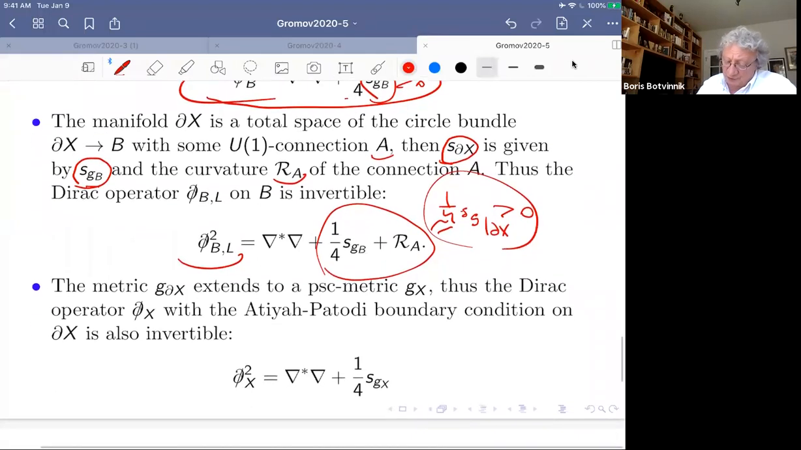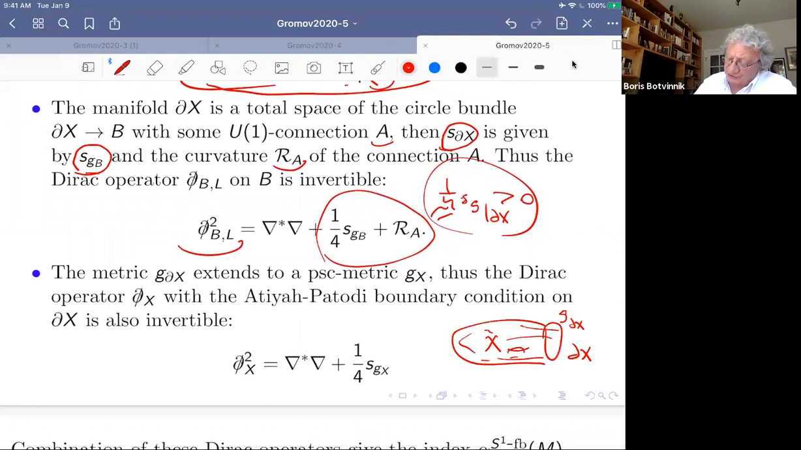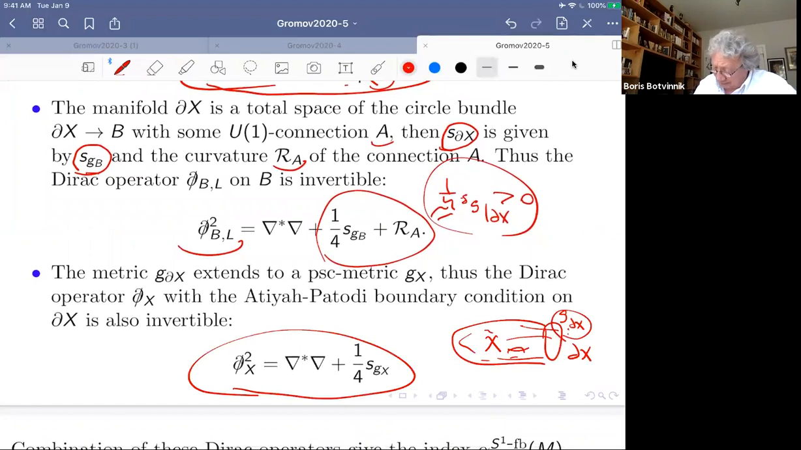Now the last one. We have already a metric on ∂X, this is X, and this is G_∂X, and we would like to extend to a metric on X. Then there is a Dirac operator with APS boundary condition on the boundary ∂X. And then we see that this operator has to be invertible as well.